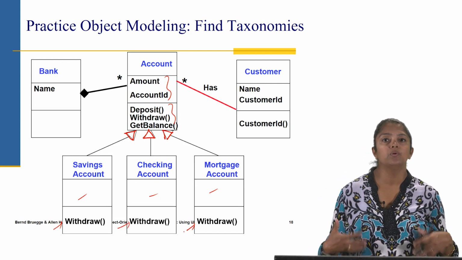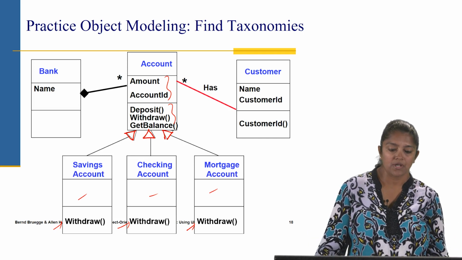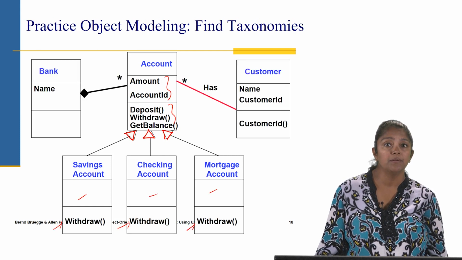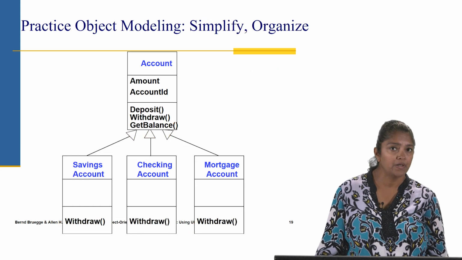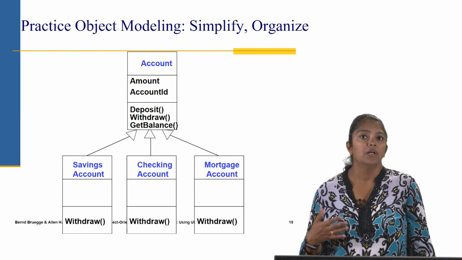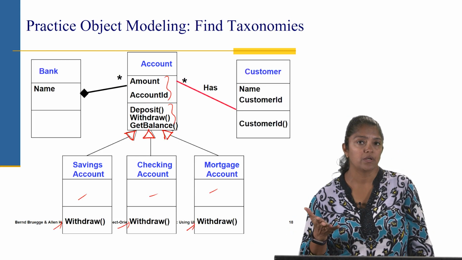So they'll need their own implementation of the withdraw operation. That's the reason withdraw is listed in there. So basically, in order to simplify and organize the models better, it's okay to split up the diagrams into multiple parts. If you want, the taxonomy can be separated out as a separate model from the remaining class diagram. So it's okay to do that.